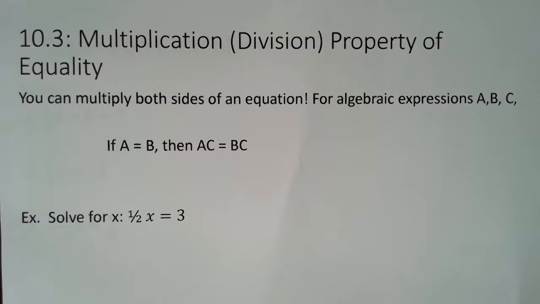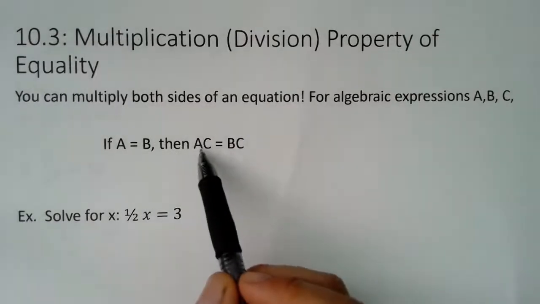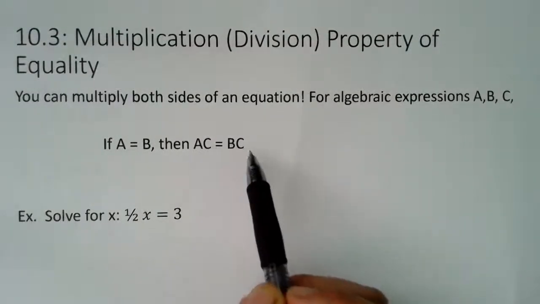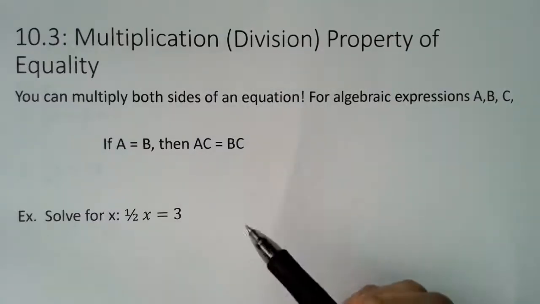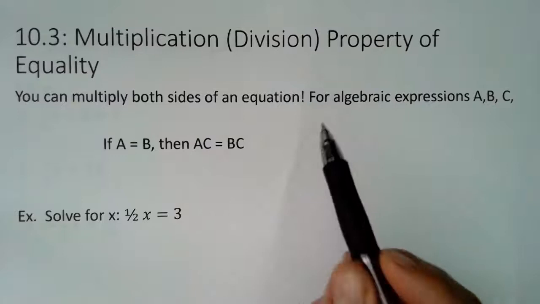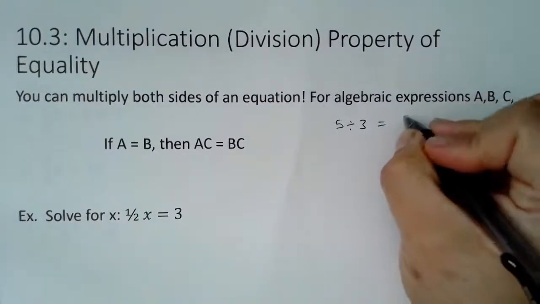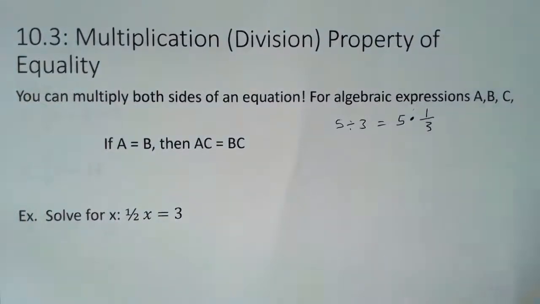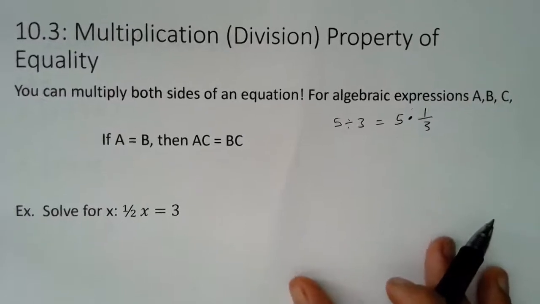Hello everyone, welcome to section 10.3, which deals with the multiplication, or you can think of division, property of equality. It's similar in the sense that if you have an equality and you multiply both sides by the same thing, the equality holds. Now, why do we say division? Because any division problem, so let's say 5 divided by 3, can be rewritten as a multiplication problem when you multiply by the reciprocal of that number. So that's why it applies for both.